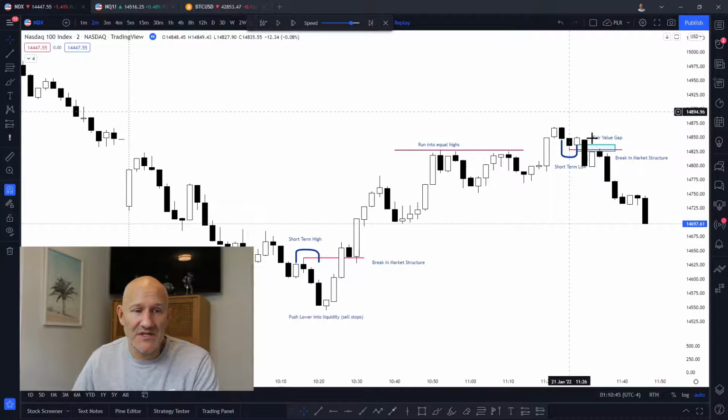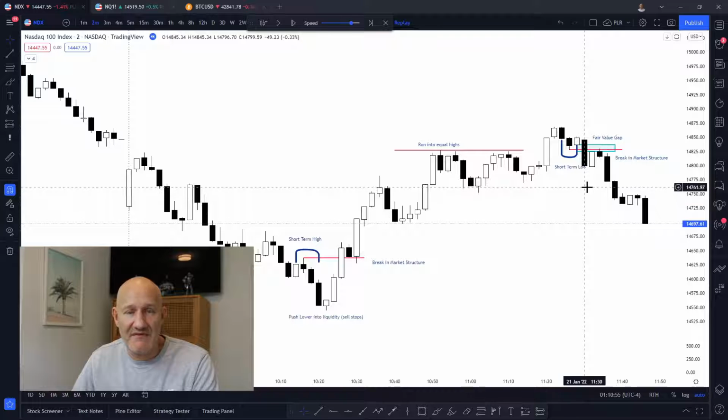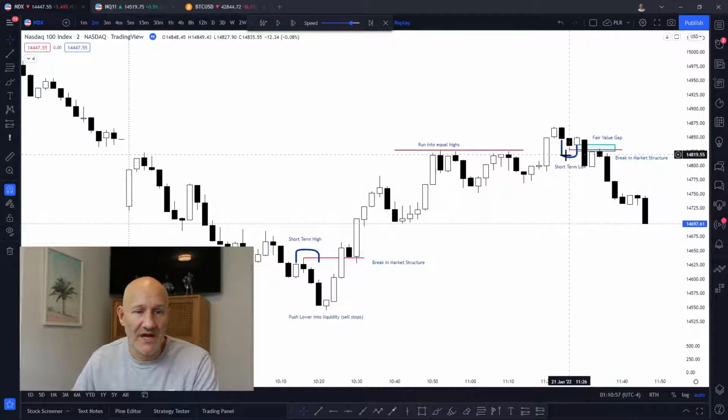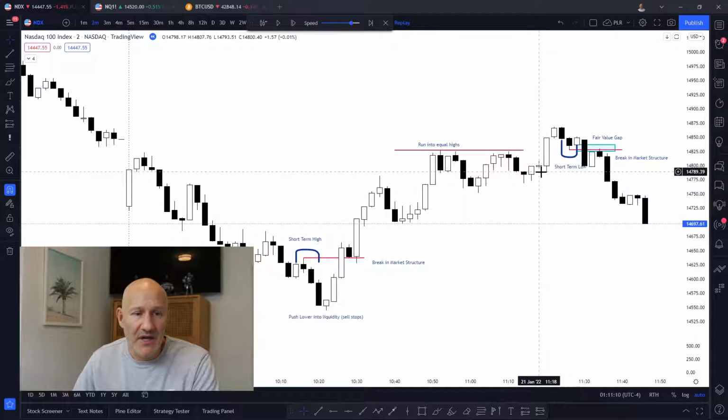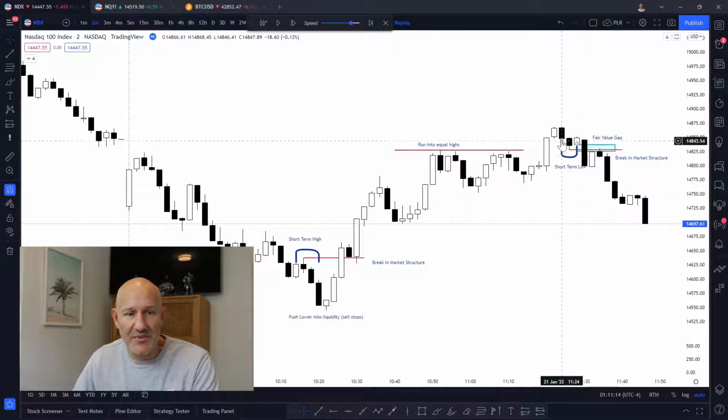Once we push into this liquidity, we have this short-term low formed here, and this is where our fair value gap is also formed. So we have this initial push back up, and then we have this big candle down. So this is the more powerful candle down, which breaks market structure. So we get a new low created here. So this is a lower low. So we had a low, a higher low, and now a lower low.